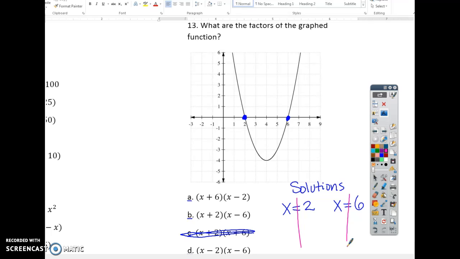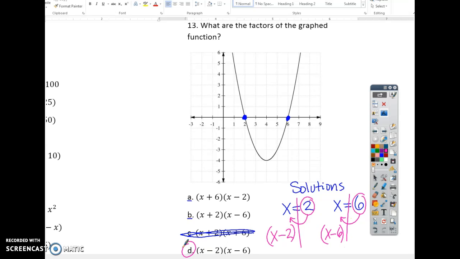So what do you have to do? You have to move it over, okay? Cámbialo. Move it over and change the sign. Move it over and change the sign. So what happens to them? They become negative. X minus 2, x minus 6 are my factors.